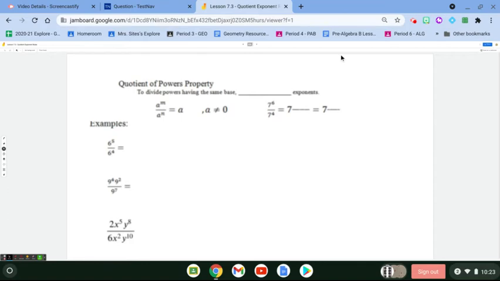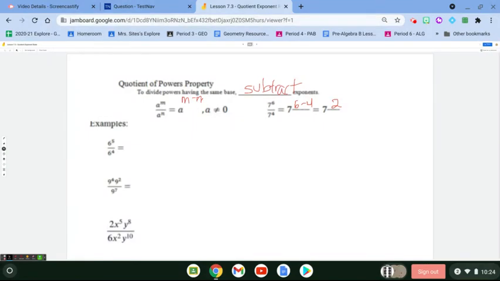Okay, so if you look right underneath here, to divide powers having the same base, you subtract your exponents. So if you had a to the m divided by a to the n, you would keep the base of a and you would subtract in order from numerator to denominator, m minus n. So for example, if you have 7 to the 6th divided by 7 to the 4th, you keep the base of 7 and you subtract in order, 6 minus 4, to get a power of 2 on 7.